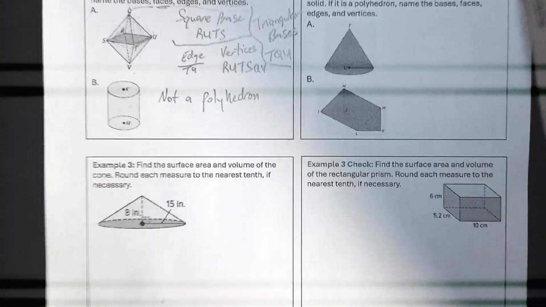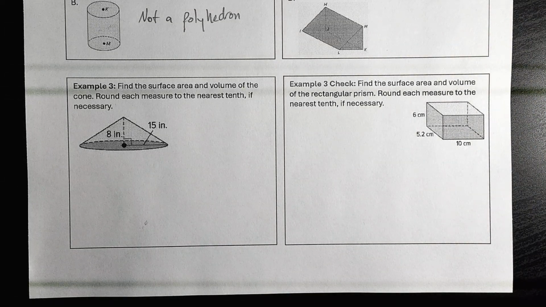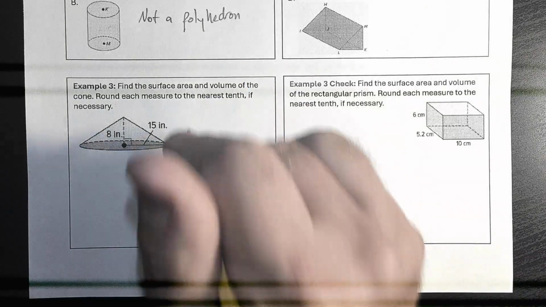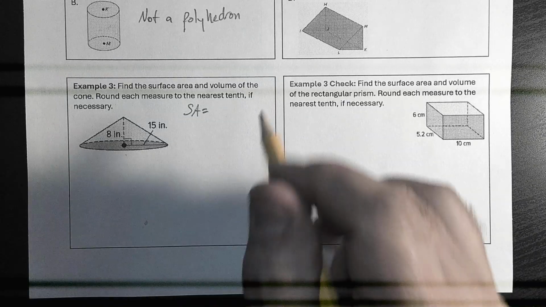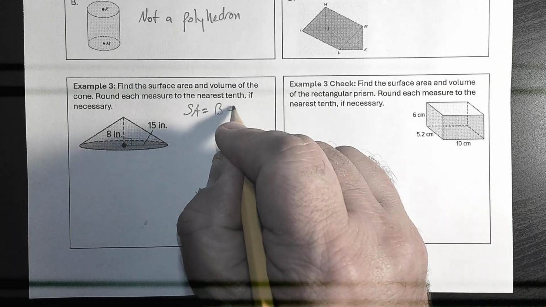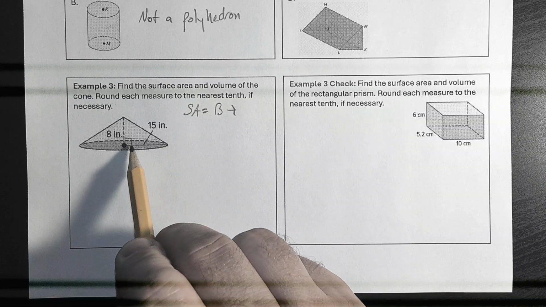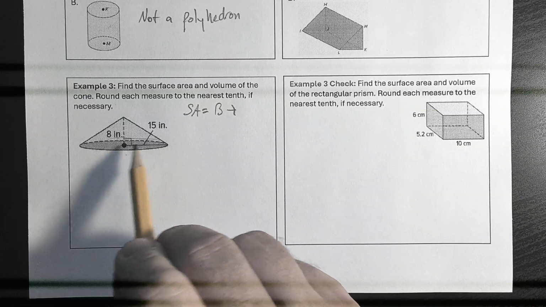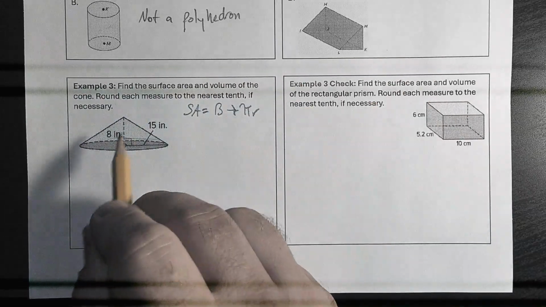So, moving on. Example 3 at the bottom. Find the surface area and volume of the cone. Round each measure to the nearest tenth if necessary. So those formulas were at the top. I'll write them. Let's just do this. We'll say, at the top, surface area equals, for a cone, the base area, so we find the area of the circle here, plus pi r l. So pi times the radius. Notice this is the radius of that circle that's the base. So plus pi r, and then the slant height.